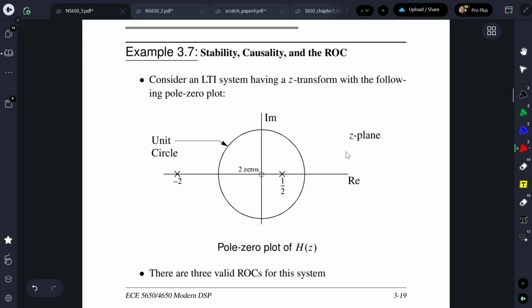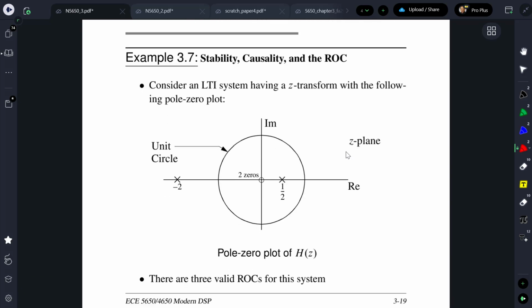This is a case in point, but we could do more. Here we have a pole at 1/2 and one at -2. So there are three valid ROCs for this: the exterior of the largest pole radius, the interior of the smallest pole radius, and the annulus between the largest and the smallest. So your mind should be whirling. What are those things talking about then?